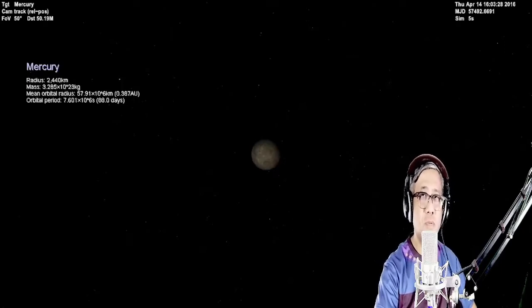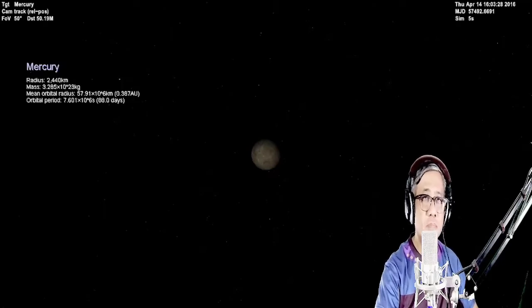Alright, so wag na tayo magpatumpik-tumpik pa and let us now board our spaceship and let us visit the planets of the solar system starting with Mercury. Now, this planet Mercury was named after the Roman messenger of the gods. And Mercury spins on its axis about 59 Earth days and revolves around the Sun once every 88 days. So tara na mga ka-spacers and let's visit the planet Mercury.